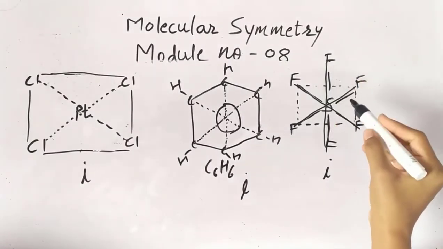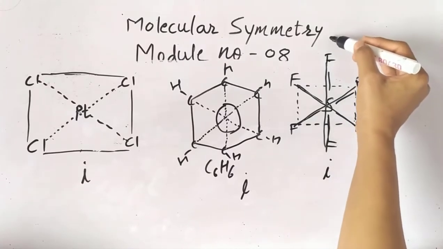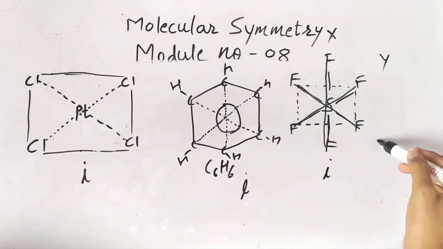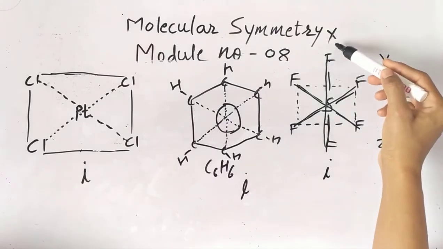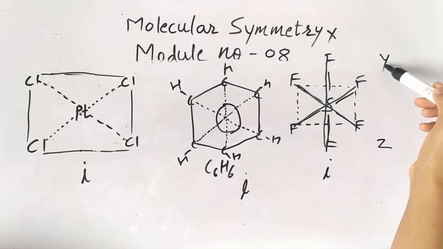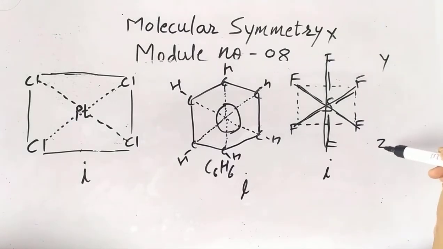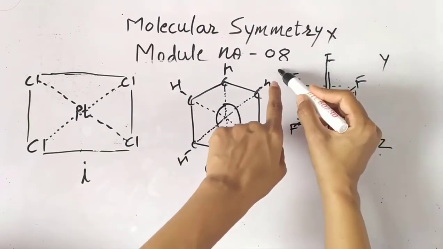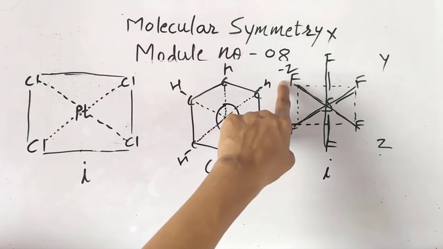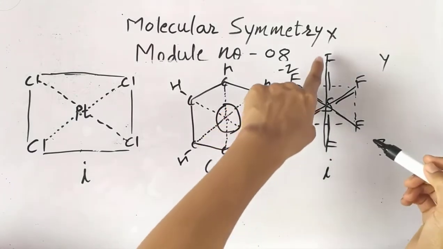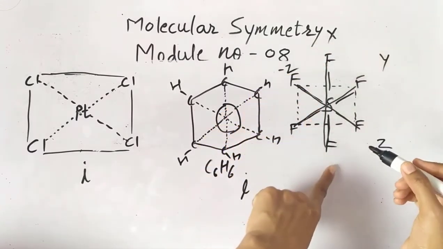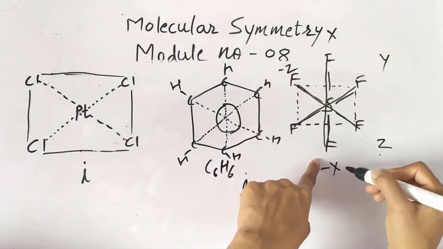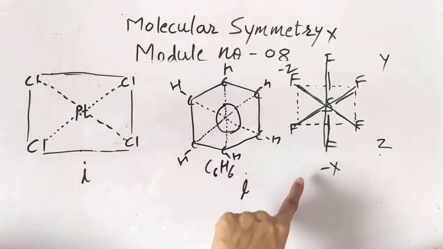Now in SF6, suppose this is the x-axis, this is the y-axis and this is the z-axis. This fluorine atom is present on the x-axis, this fluorine atom is on the y-axis, and this fluorine atom is present on the z-axis. Then opposite to this fluorine, where is the other fluorine atom present? On the minus z-axis.